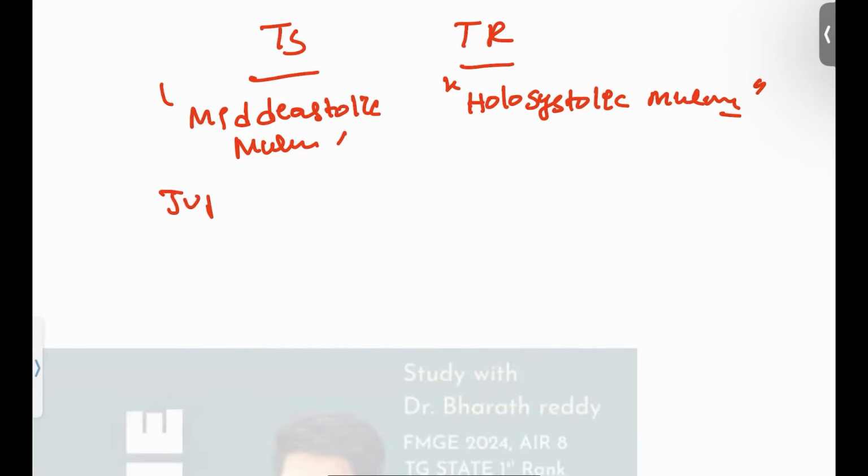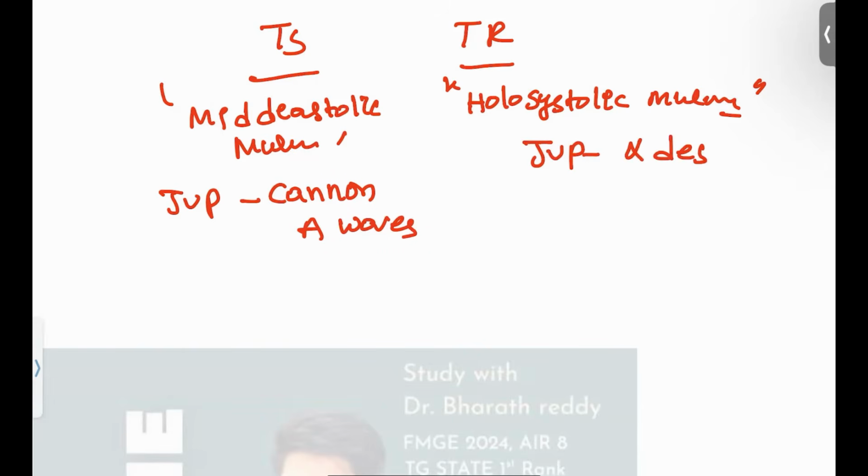And in the JVP of tricuspid stenosis, this patient is seen with Canon A waves. In tricuspid regurgitation, in the JVP the X descent will be absent.